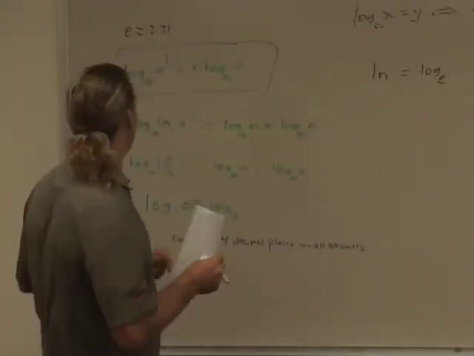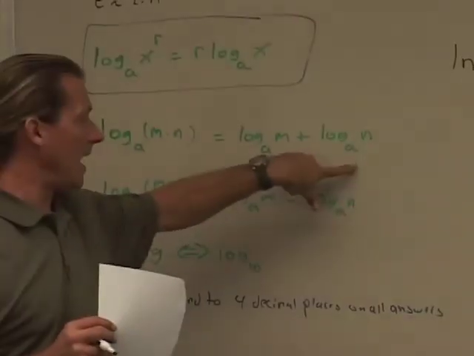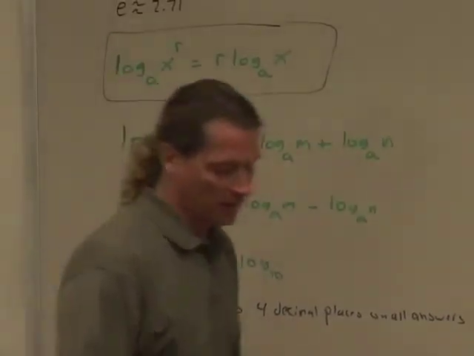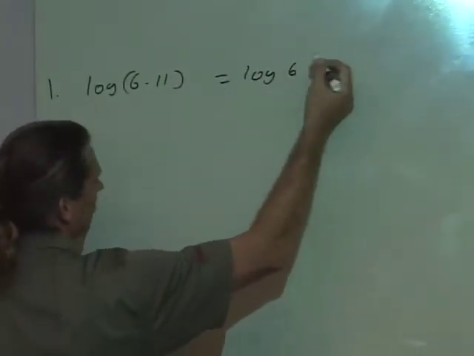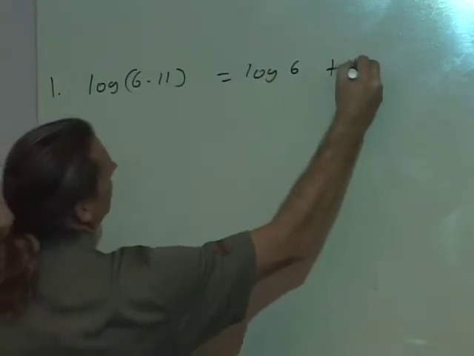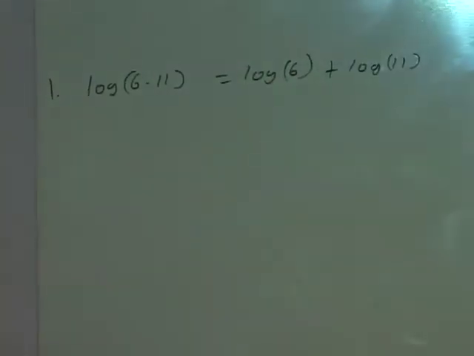Okay, this does not say log base A and log base B. They're both the same base, because it all has to be the same base for any of this to work. So this becomes simply log base 10 of 6, or I'll just say log 6 plus log 11. I like to put them in parentheses for stylistic reasons, whether you do or not.